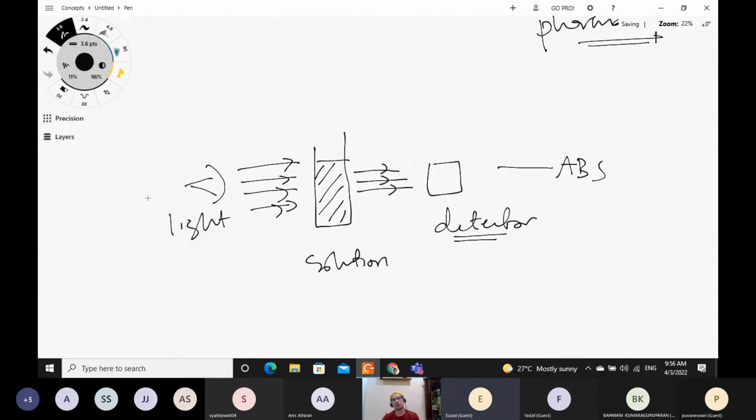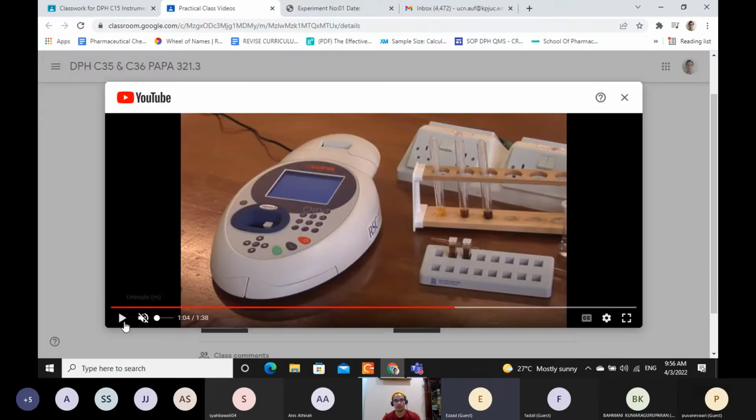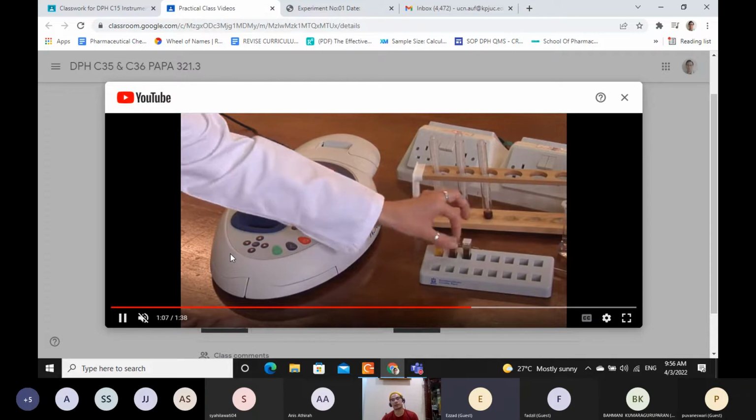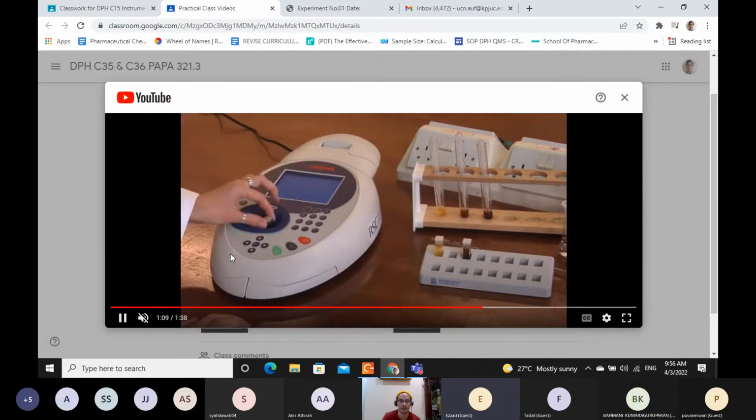So that's how the instrument knows the absorbance. It has a detector that can measure the intensity of the light after it passes through our solution. So that's the component in the UV spectrophotometer. We will go into more detail in chapter 6.